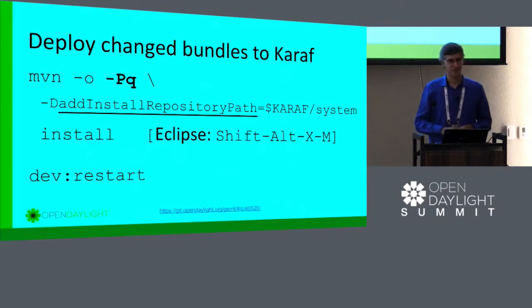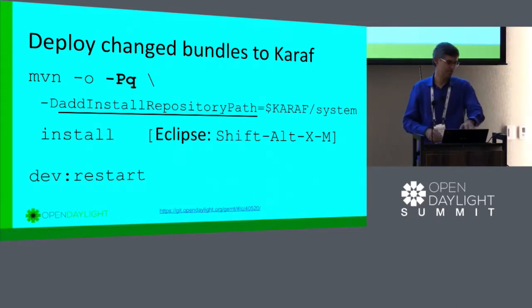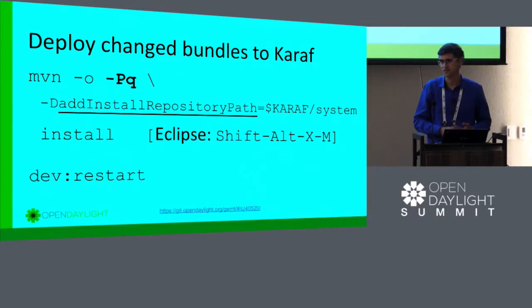What you have to know is that under the system directory, the jar has to go in the right place. It has to go into the group ID, artifact ID, version ID directory, and this does the right thing automatically. It reads the POM and figures it out. It's basically a conditional Maven profile that I added that does this, and it does the right thing.